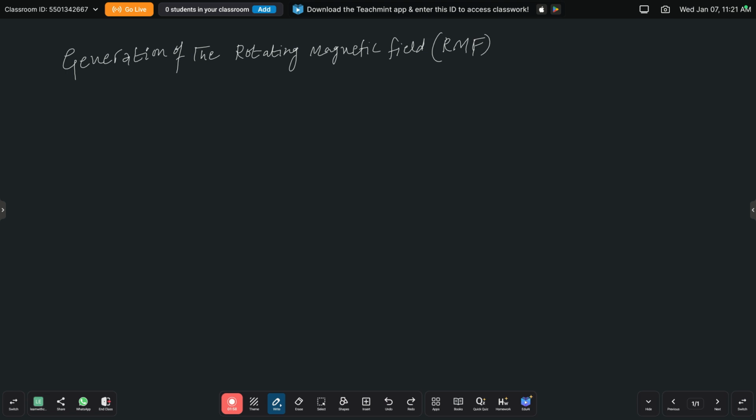Now, how to produce this rotating magnetic field? The important thing is to rotate the flux, and two things are required: one is space, one is pace. Suppose we take two coils, coil 1 and coil 2. These two coils are spaced apart.